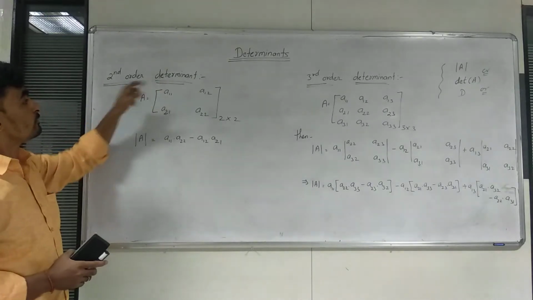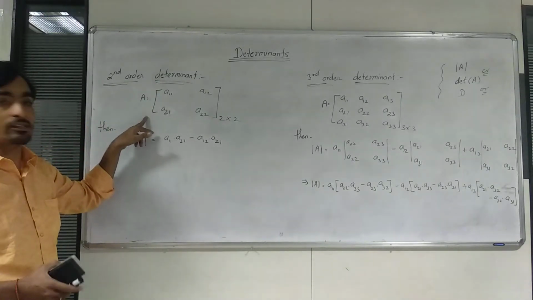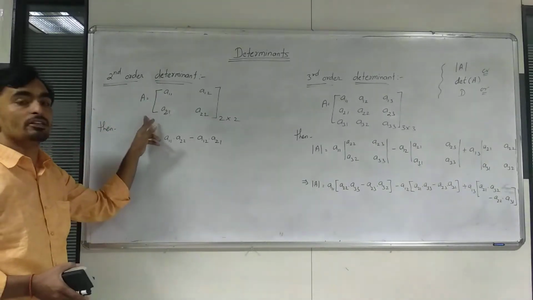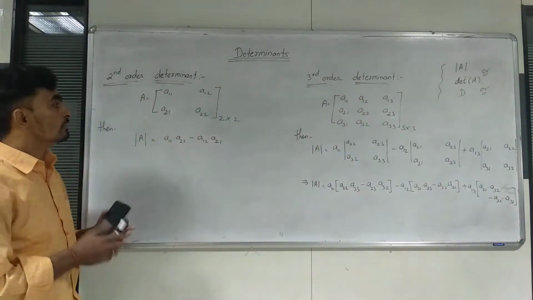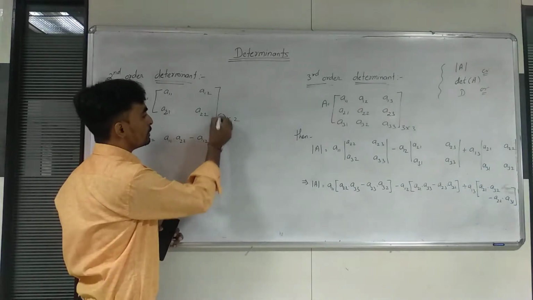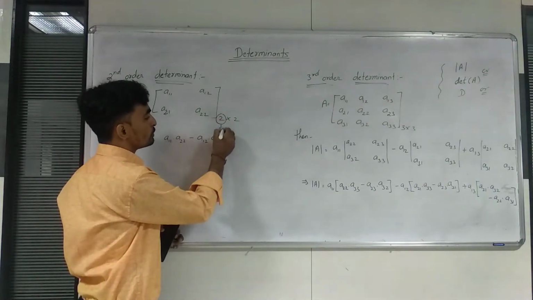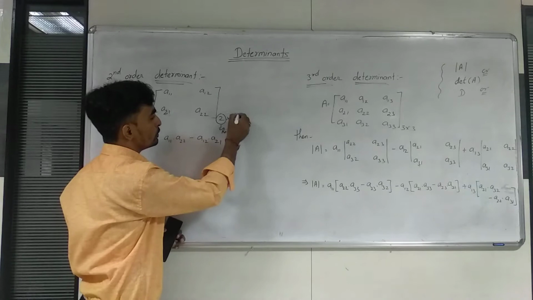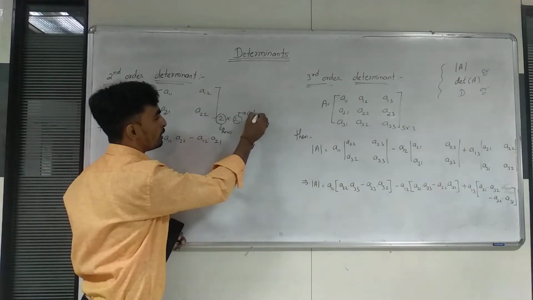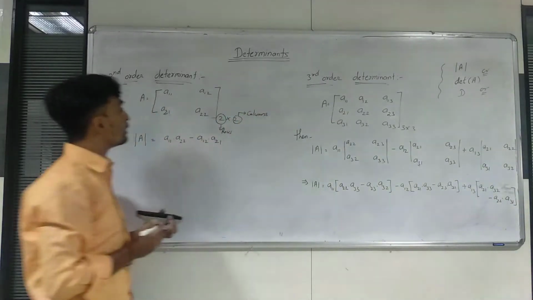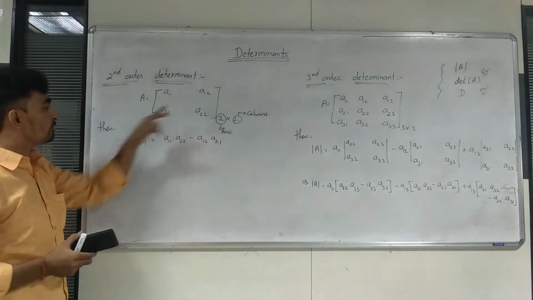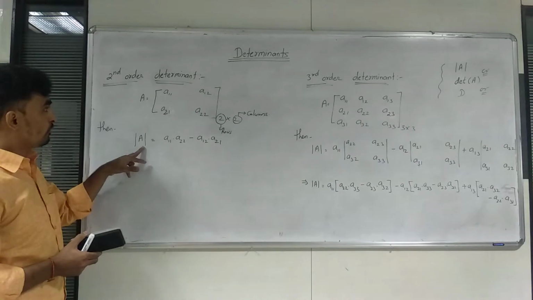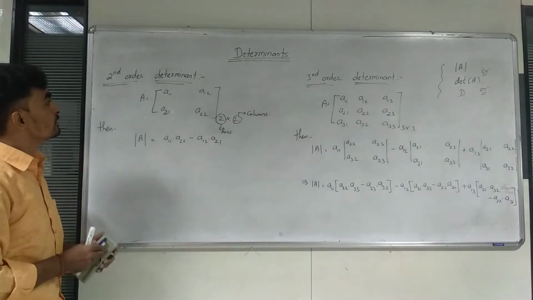For second order determinant, we need a second order matrix. What is a second order matrix? A matrix which contains 2 rows and 2 columns. This shows the number of rows and this shows the number of columns. As we know, we always write a matrix in square brackets, but in determinant, how can we find the determinant of this? This we have to know.